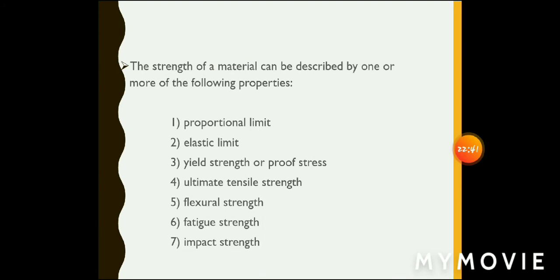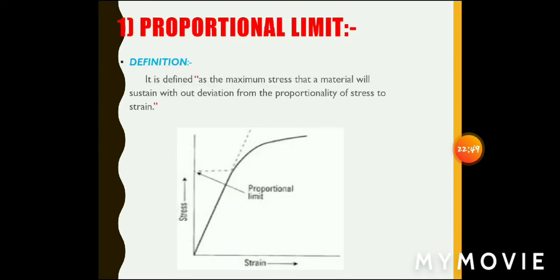Now coming to the properties discussed based on strength. So these are the properties. Let's get into it. Here comes the proportional limit. We already know that the proportional limit is the point up to which the stress is directly proportional to strain. It is defined as the maximum stress that a material can withstand without deviation from the proportionality of stress to strain.